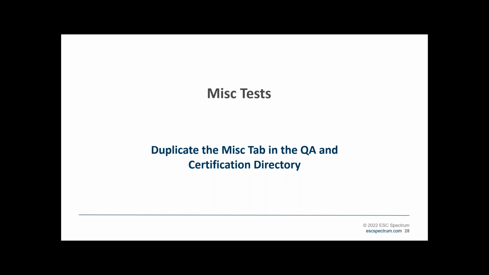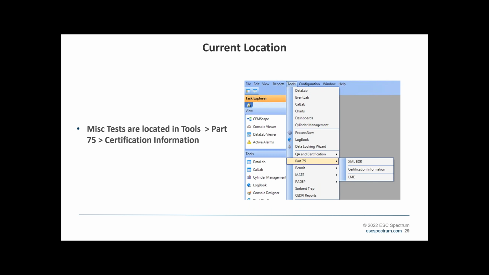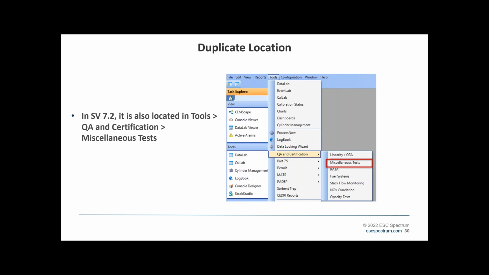Another miscellaneous test change, duplicate the tab in the QA and certification directory. Miscellaneous tests are currently located in Tools, Part 75, Certification Information. Now they are also located in Tools, QA and Certification, Miscellaneous Tests. The functionality is the same.